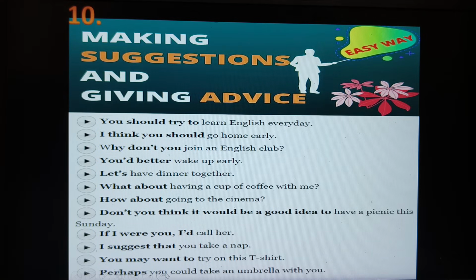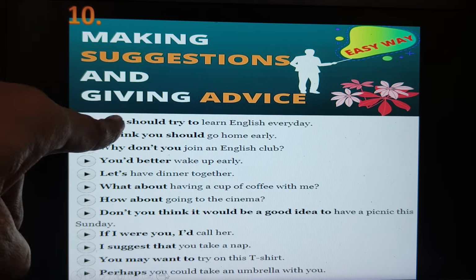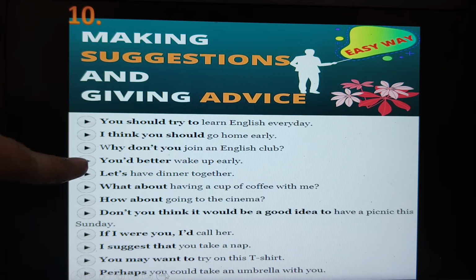And next one, friends, making suggestions and giving advice. And here, when you just look at our day-to-day life, we give many pieces of advice, and we also take a lot of advice from other people. In that process: You should try to learn English every day. I think you should go home early. Why don't you join an English club? You had better wake up. These are multiple examples where you can understand how we make suggestions and give advice.